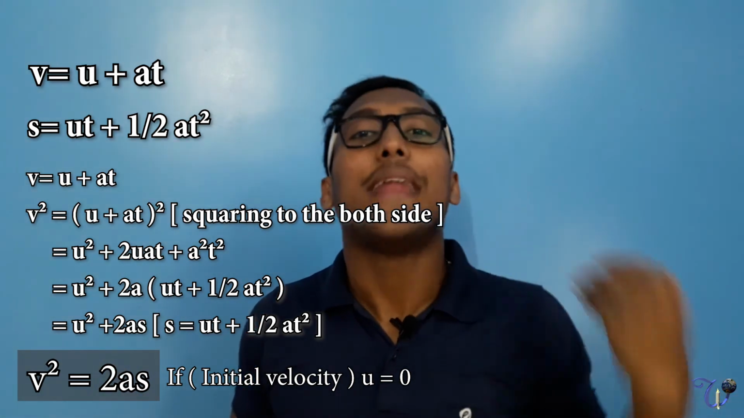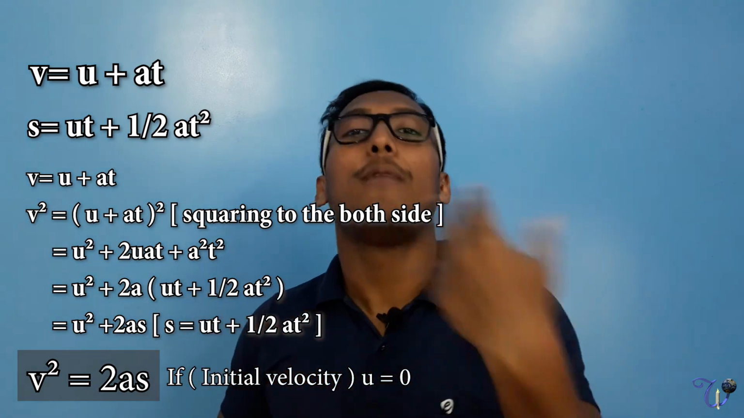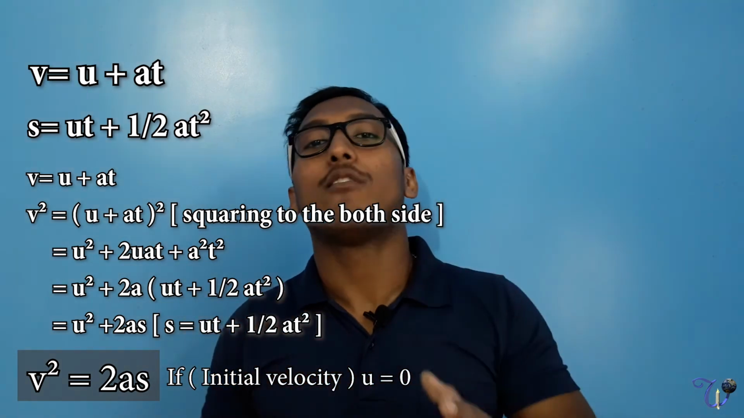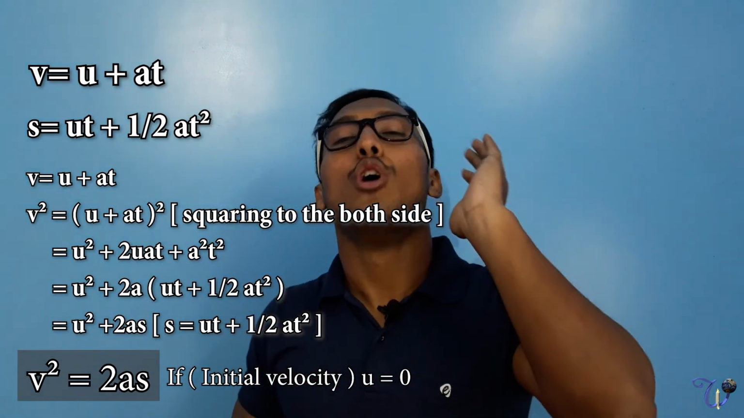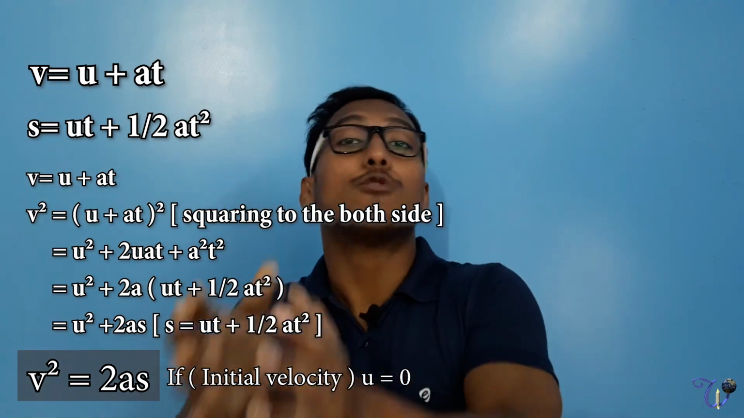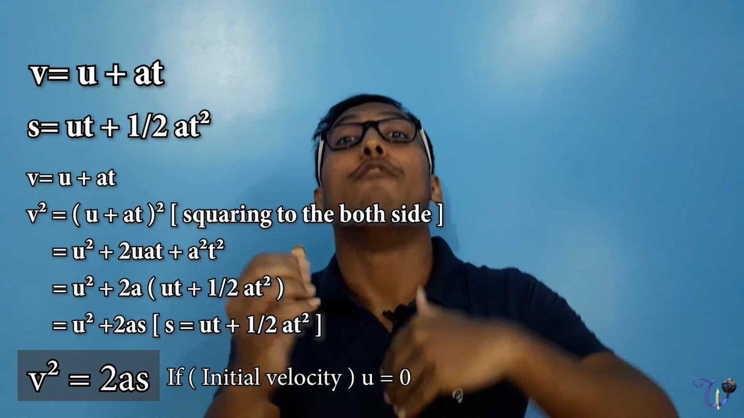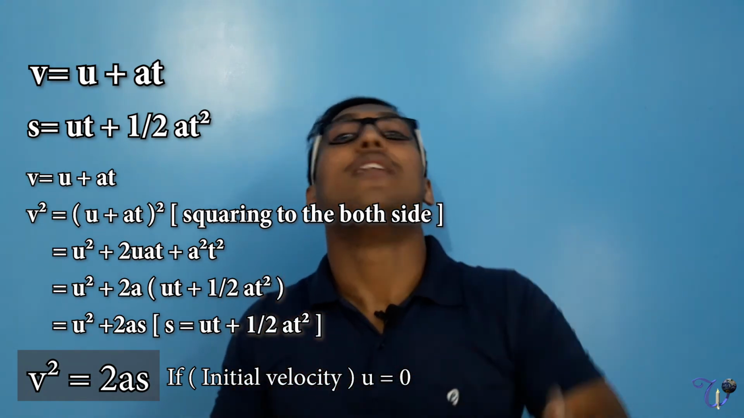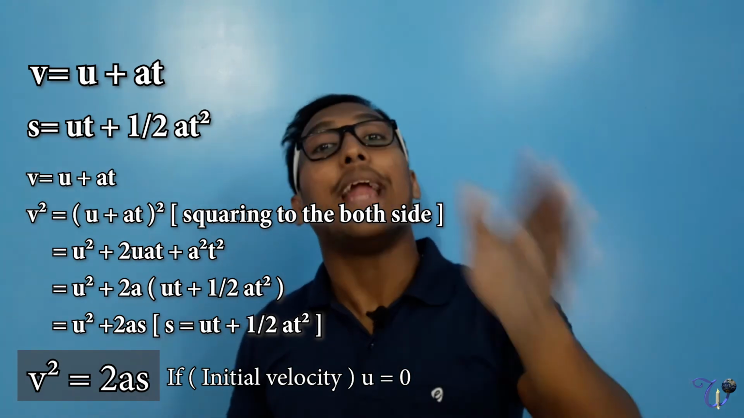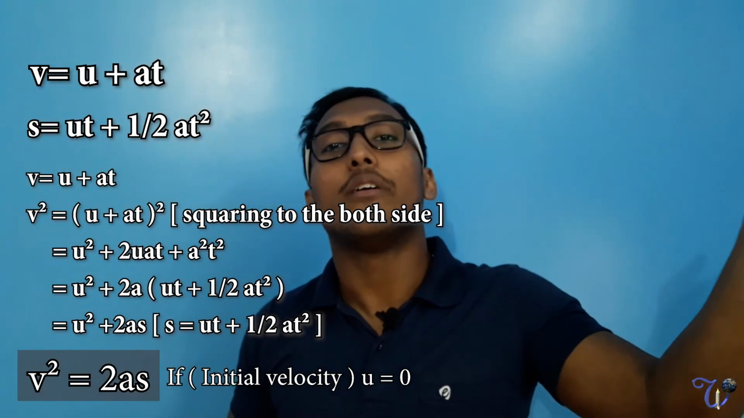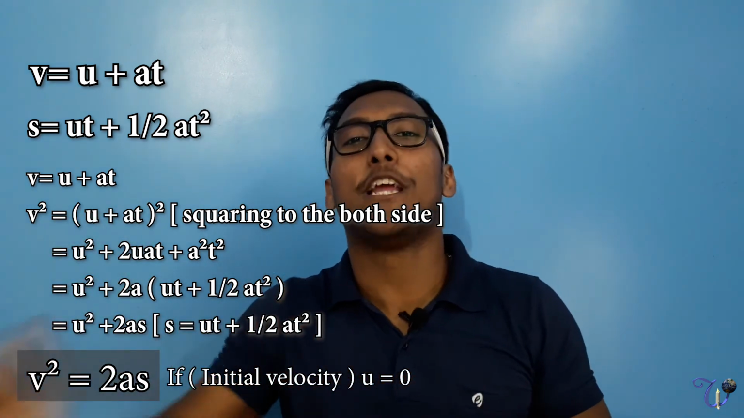And what is the utilization of the next one? v square equals u square plus 2as. A lot of people ask me the same question: we already have the equation v equals u plus at, and we also have the equation v square equals u square plus 2as. Why are both equations used for determining the final velocity? That is because for the first equation, the values u, a and t must be given in the question, while for the next, here is the twist: v square equals u square plus 2as means that s must be given in the question.